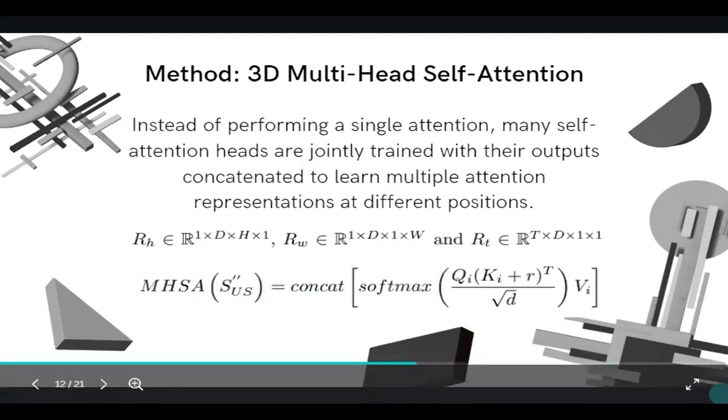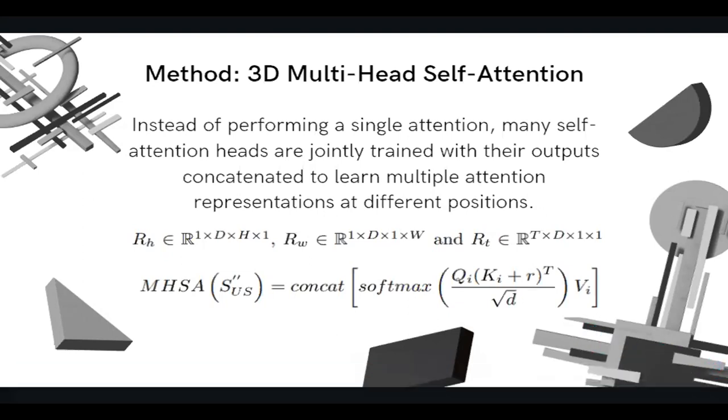Q_i are the queries, K_i are the keys, and then V_i are the values for the ith attention head that are calculated from the 2D convolutions. And then these outputs are concatenated, as I previously mentioned, to compute the MHSA.